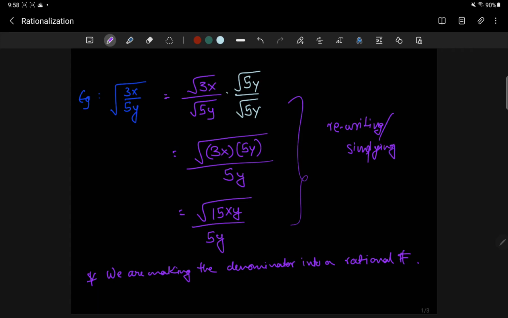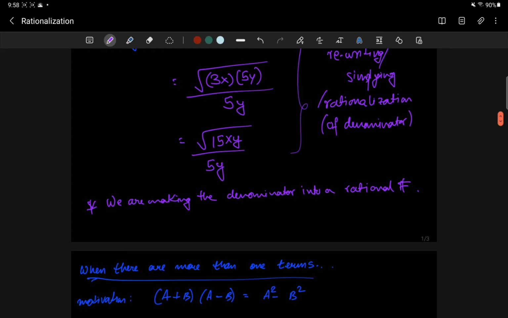And because it's a very specific process, which is that we are making something that is not rational into something that's rational, it's also called rationalization. But to be more specific, it is rationalization of the denominator here. Okay, we cannot make both numerator and denominator rational without changing the value. So either I can say that given this particular radical expression, I am going to rewrite it so that the numerator is rational, or I can say that I am going to rewrite it such that the denominator is rational. Both cannot be achieved at the same time.